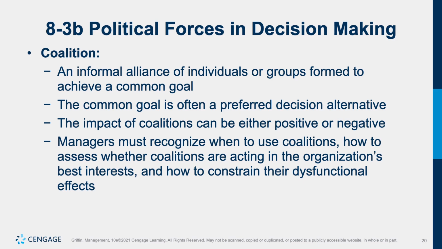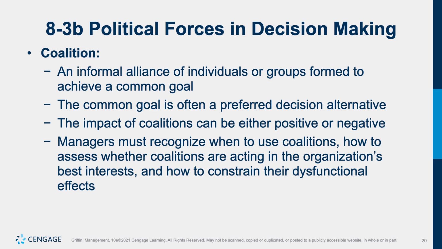Political forces in decision making. A coalition. This is an informal alliance of individuals or groups formed to achieve a common goal. And you find out that coalitions even happen within organizations, right? Now, the common goal of a coalition is often to arrive at a preferred decision, or to have a preferred alternative being implemented. That's the whole idea of a coalition.